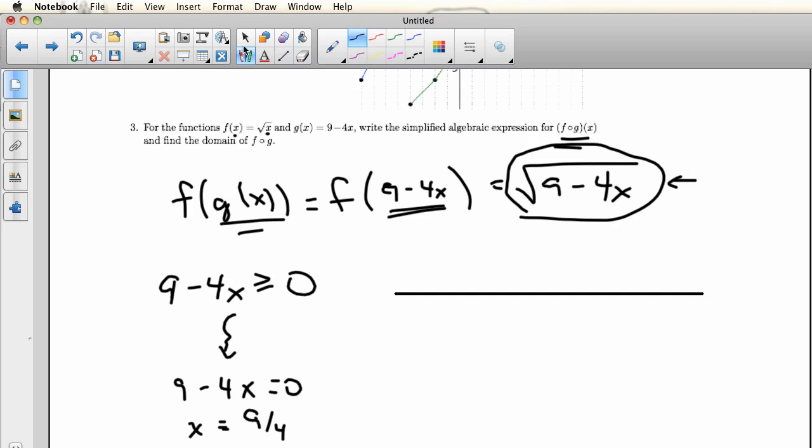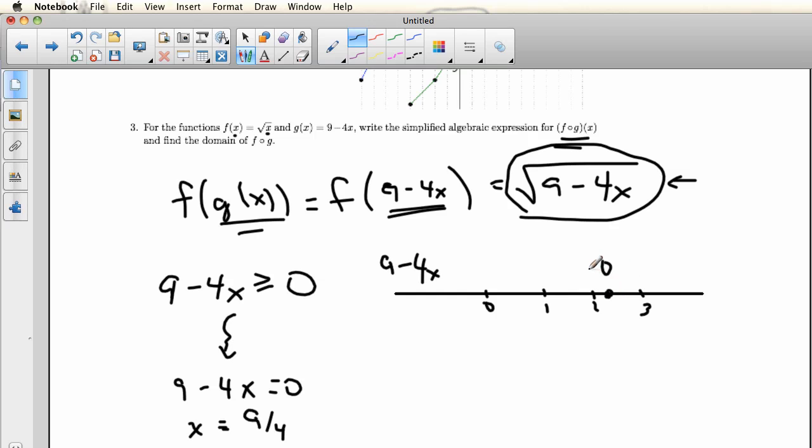number line. So there's a number line, 0 is there. 9/4 is 2 1/4, right? So 1, 2, 3. So 9/4 is right there. Okay, so 9 minus 4x is 0 when the value of x is 9/4.